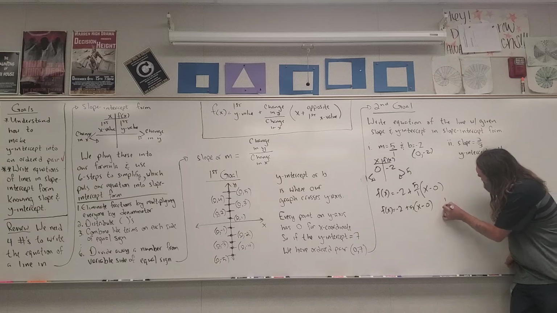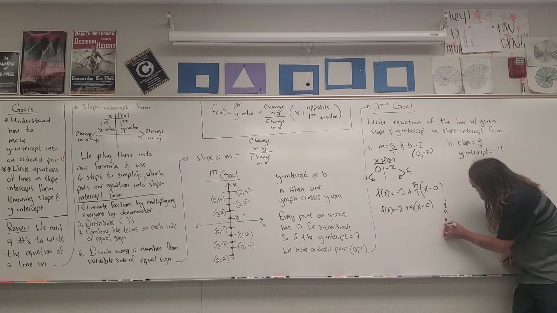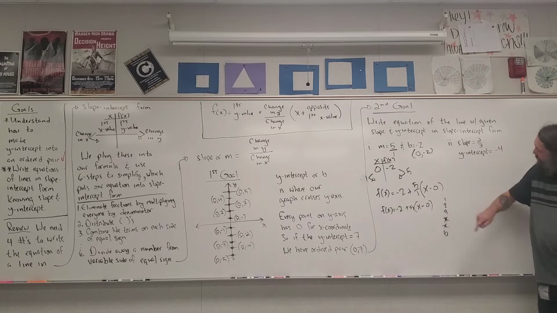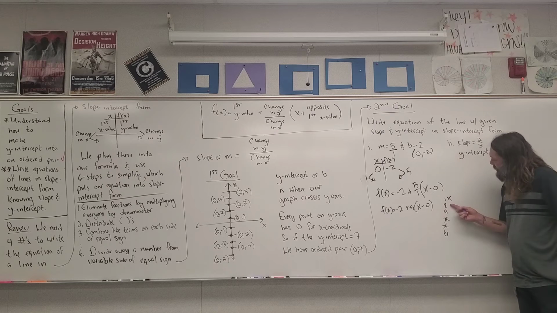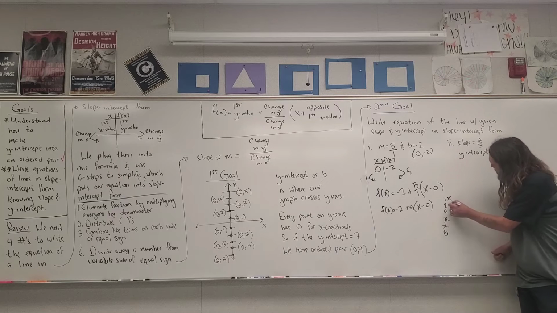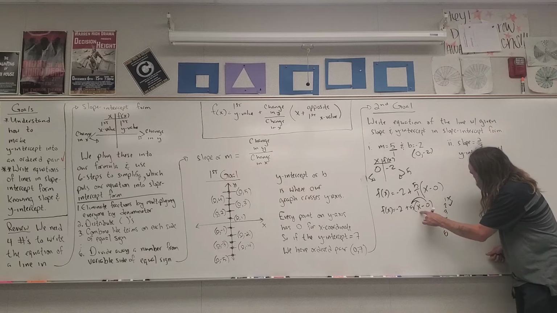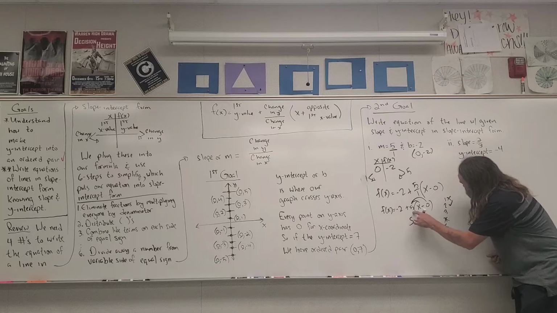Now we can use our steps, 1, 2, 3, 4, 5, and 6. We don't do step 4, we don't do step 5. Do I have a fraction to eliminate? No, I do not. Do I have parentheses? Yes, I do, so I can distribute. So we're going to distribute the 5 to the x and the 5 to the 0. 5 times x is 5x. 5 times -0 is 0.